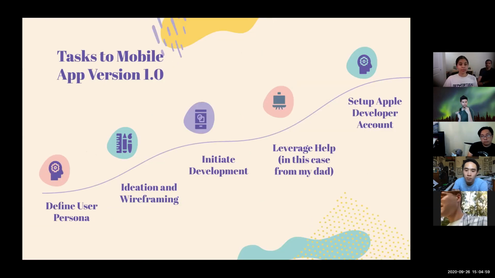So what are the tasks I'm going to have to complete to get this app published in the first place? Well, I've already finished a couple of these, right? I've defined the user persona. I've already created some wireframes that I'm going to show you shortly. I've already initiated the development of this app. So I've already started coding the basic parts of this app.